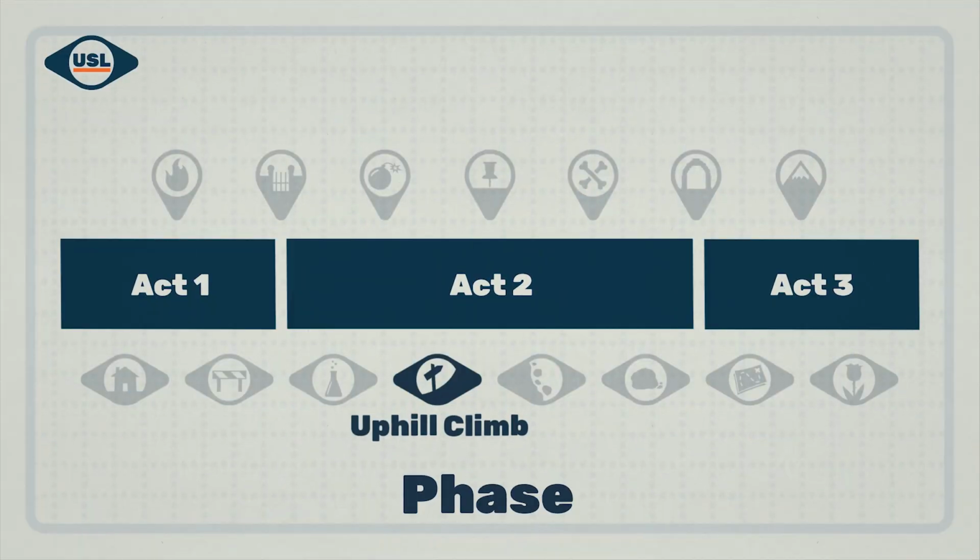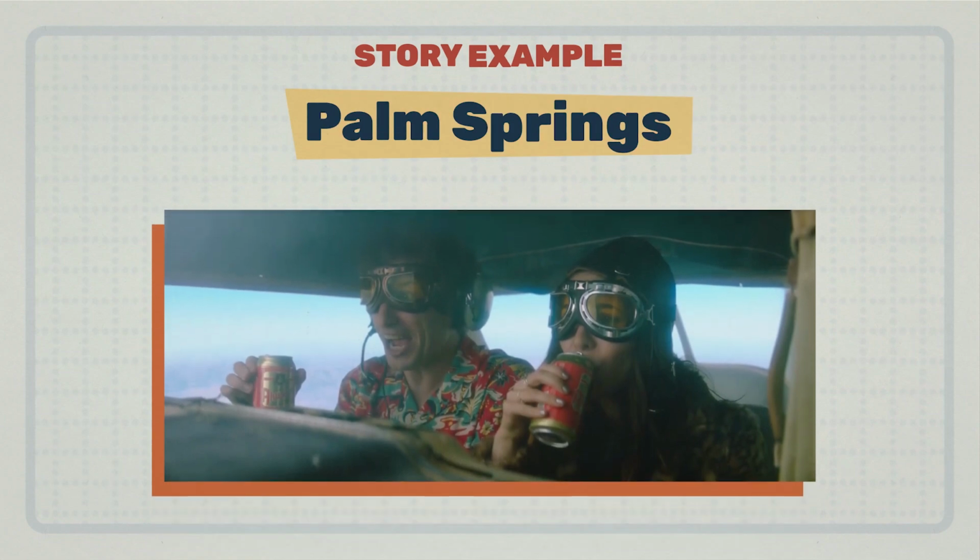Welcome to the uphill climb, the 7th step of USL that is a phase, meaning it usually lasts multiple scenes and locations. And unlike the moment of danger, this phase is quite positive, showing your protag getting the hang of this whole new situation thing. The uphill climb is a continuation of the testing phase, and as mentioned in that lesson, may contain some of the same elements. A big one is the montage, which usually shows the protag or protags having fun, like in our example from Palm Springs.